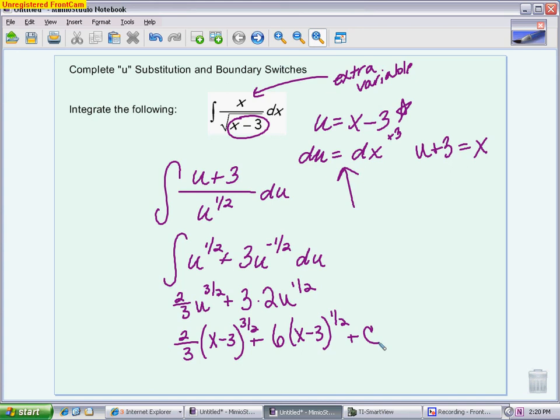So that is what we call complete u substitution, because we have an extra variable piece that did not get taken up as part of u or as part of du, and we have the extra algebra to get it to be something that we're capable of integrating using our power rules.